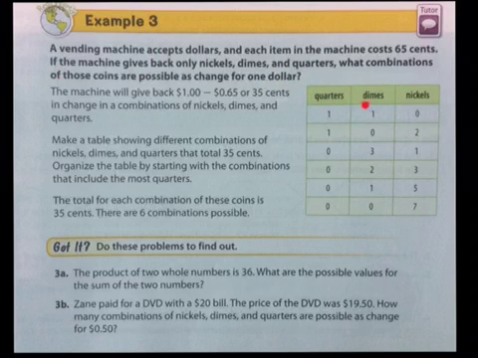Quarters are 25 cents, dimes are 10 cents, and nickels are 5 cents. So you would simply just draw it out. You know that 1 quarter and 1 dime gives you 35 cents, so that's one combination with no nickels. And you would continue on. 1 quarter, 2 nickels, that's 35 cents. 3 dimes and 1 nickel, that's 35 cents with no quarters. And there's all your possible combinations right up to 7 nickels. And there's your answer. There are 6 combinations possible.